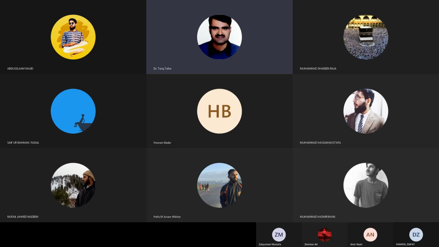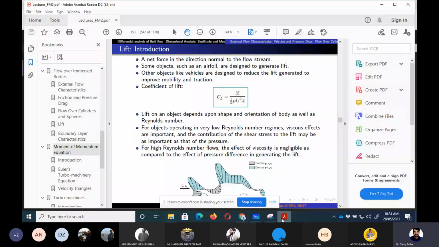That we were discussing about lift, which is produced when we get a net force on an object perpendicular to the flow direction. And to have positive lift, we need to have higher pressure on the lower side and lower pressure on the upper side of the object.